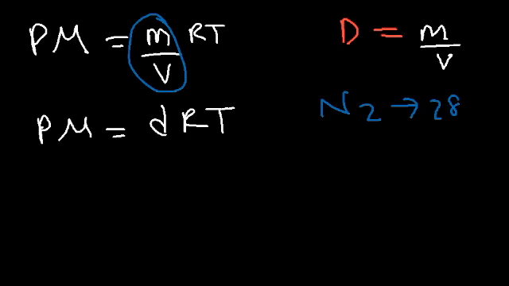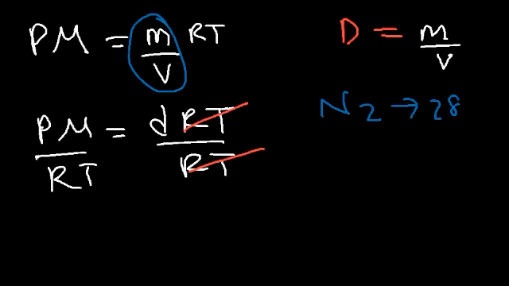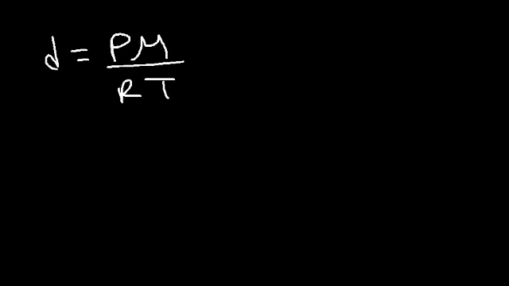Also, sometimes you might be given the gas density and you need to solve for the molar mass, so you can use this equation as well. But now let's isolate density. Let's divide both sides by RT. So therefore, RT cancels on the right side. And so we get this equation. Density is equal to pressure times molar mass divided by RT.